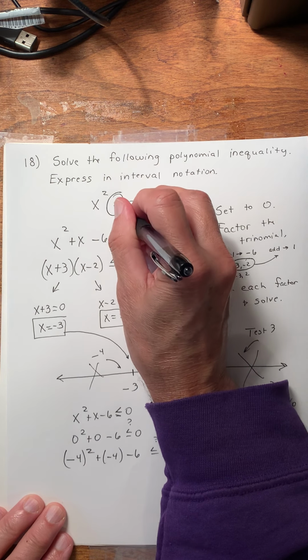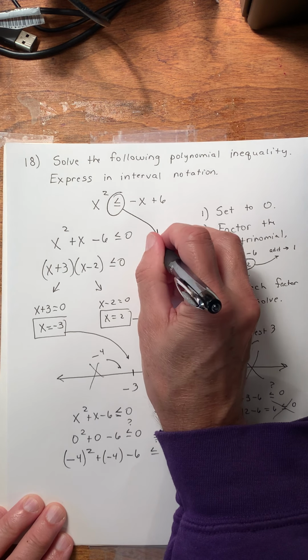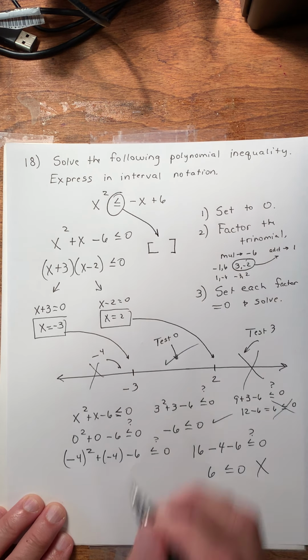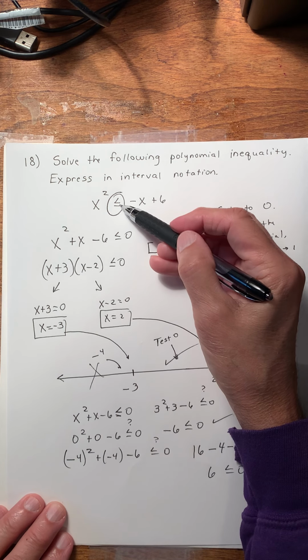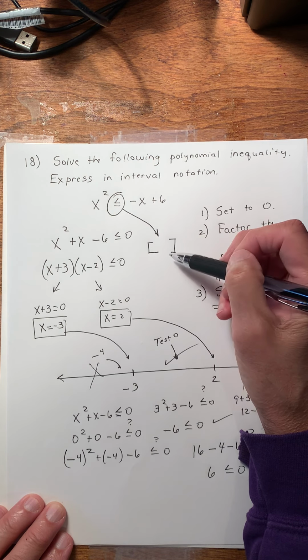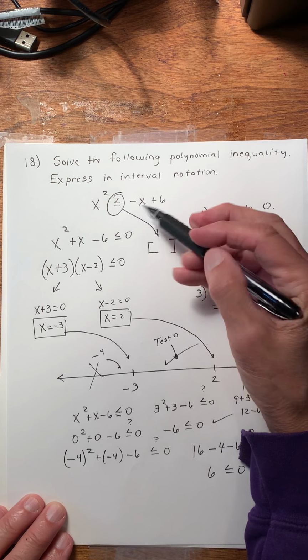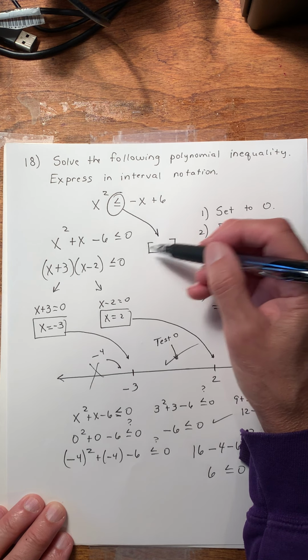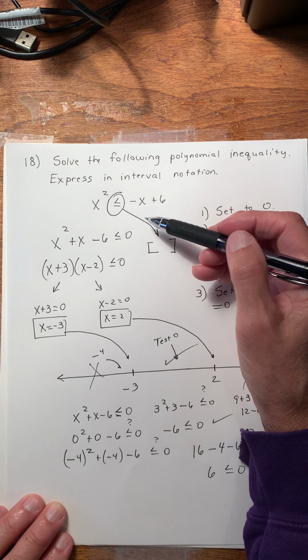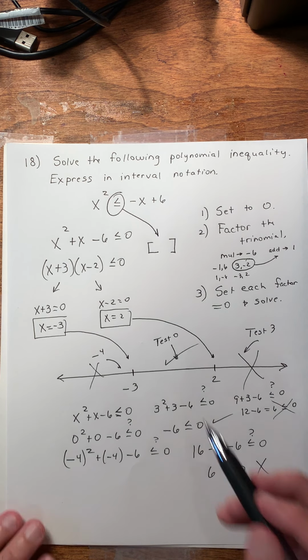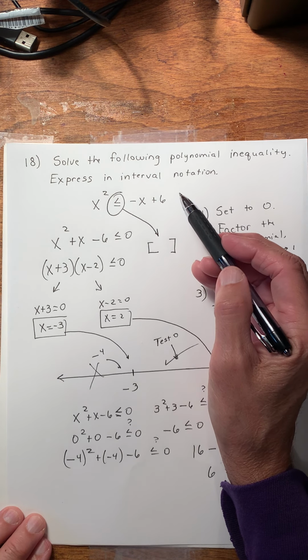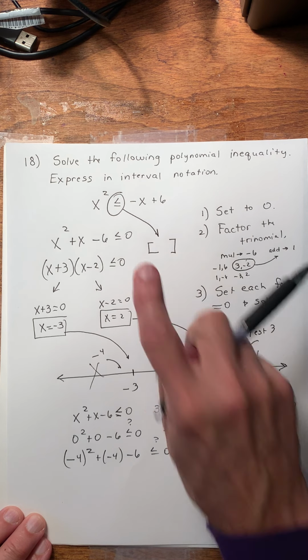This has an equal to sign. That tells me I'm going to be using parentheses. Got that? If there's no equal to sign in there, if it was just less than, parentheses. Since it has an equal to sign, brackets. I'm going to be using brackets since it has an equal to sign. So whatever my interval notation solution is, it's going to have brackets.